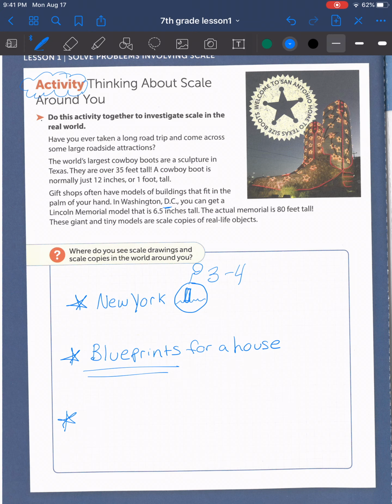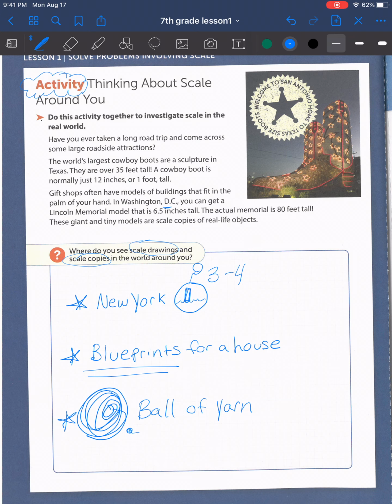All right, let me think of one more. I know that there's this really cool giant ball of yarn. I don't know what state it's in. Maybe I need to Google it. But there is a giant, house-size ball of yarn as a roadside attraction that you can go see, which is crazy. And I believe it's to scale. If you had a real ball of yarn, what it would look like is just crazy different. So yeah, there are my 3 examples of where I would see scale drawings or scale copies in the real world.